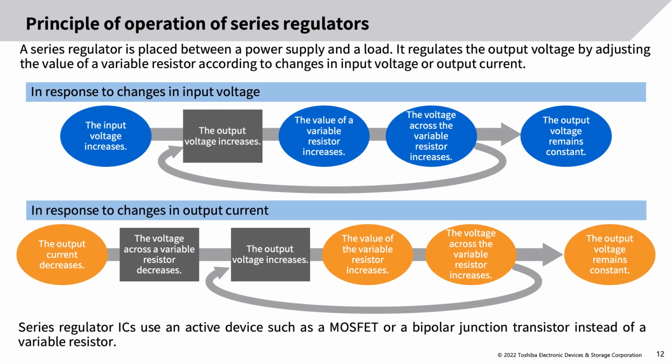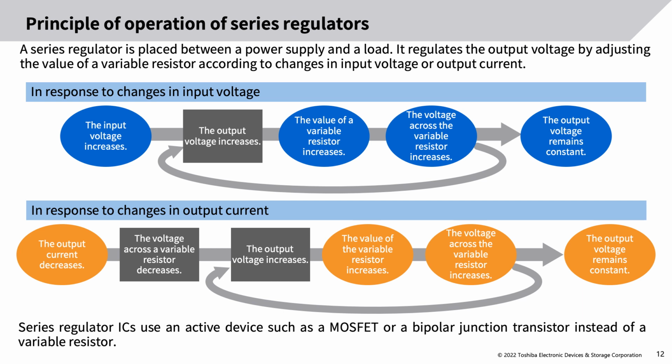A series regulator is placed between a power supply and a load. It regulates the output voltage by adjusting the value of a variable resistor according to changes in input voltage or output current. When the output current is constant and the input voltage increases, the voltage across the variable resistor is increased by increasing the value of the variable resistor, and the output voltage is kept constant.